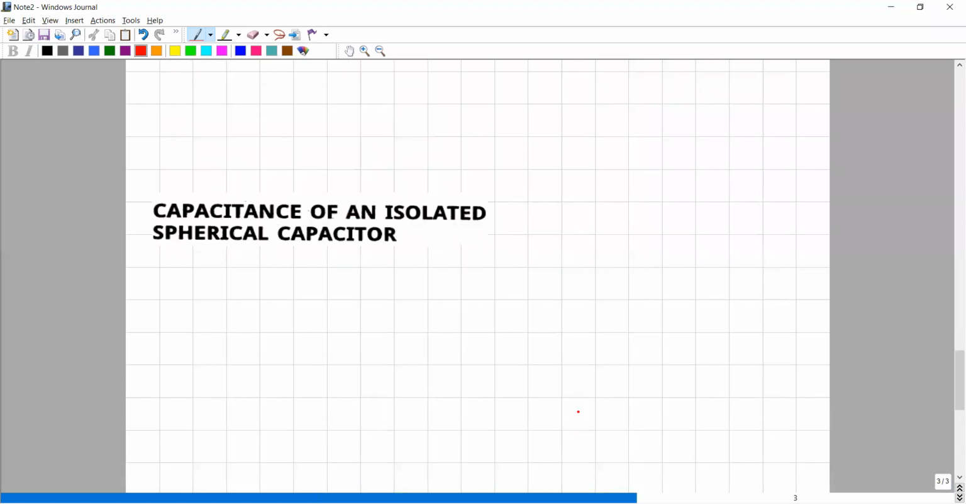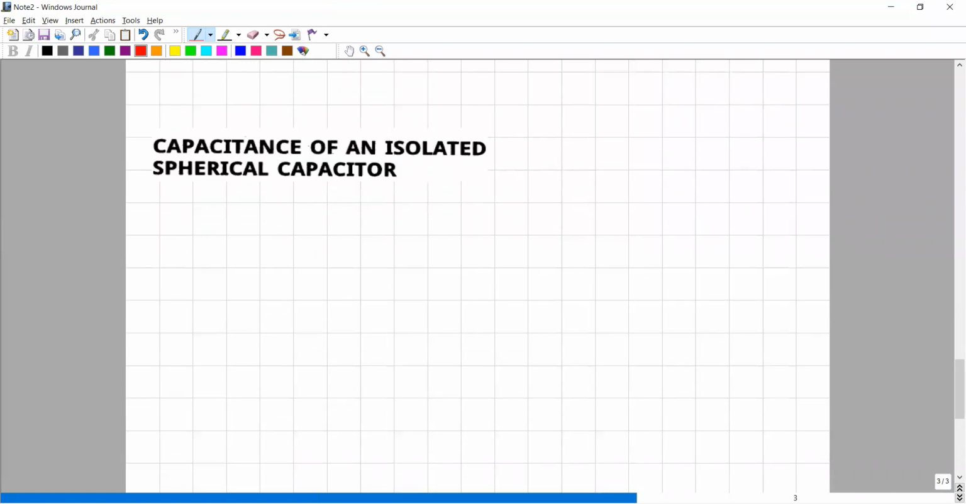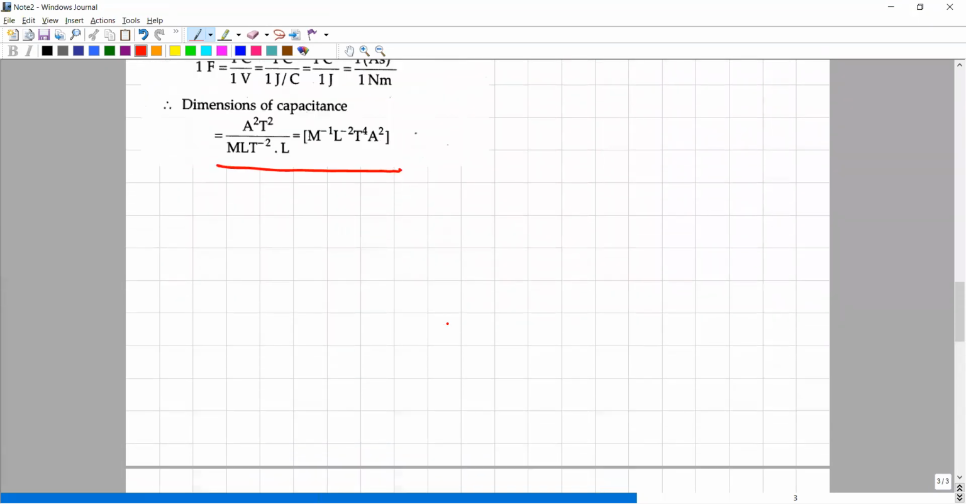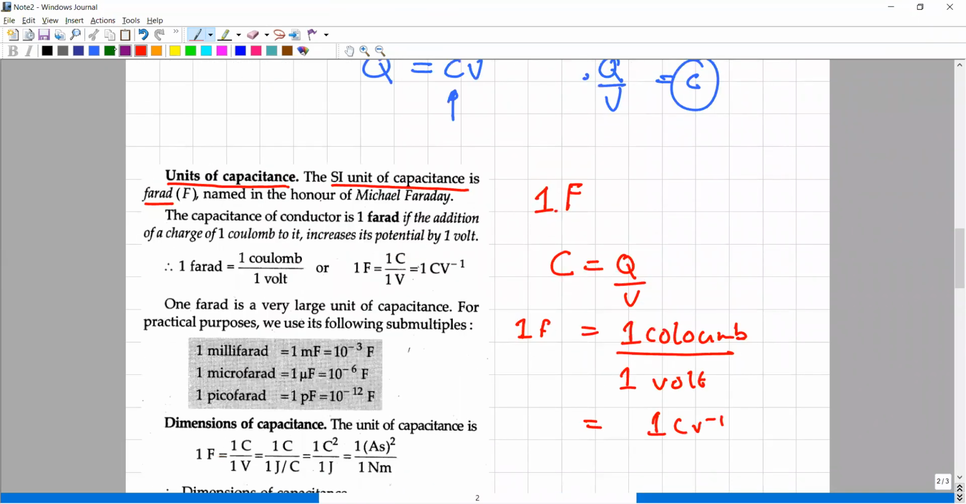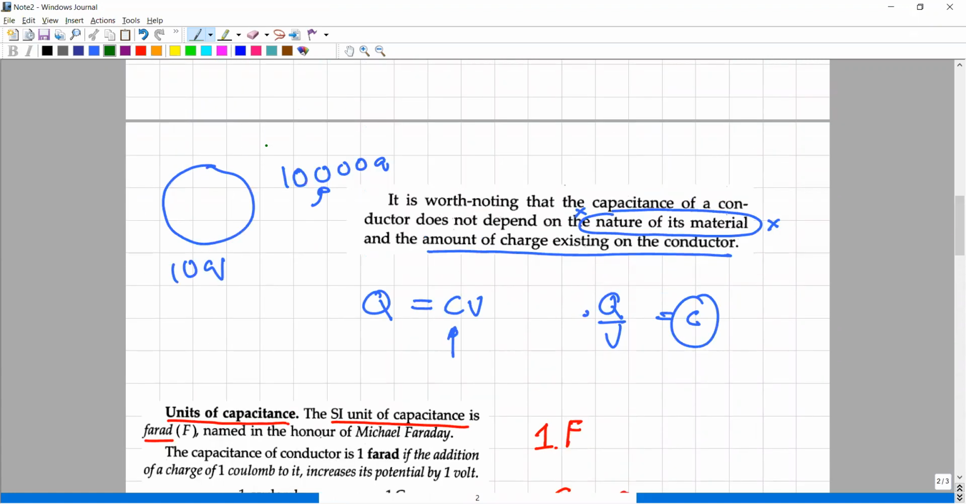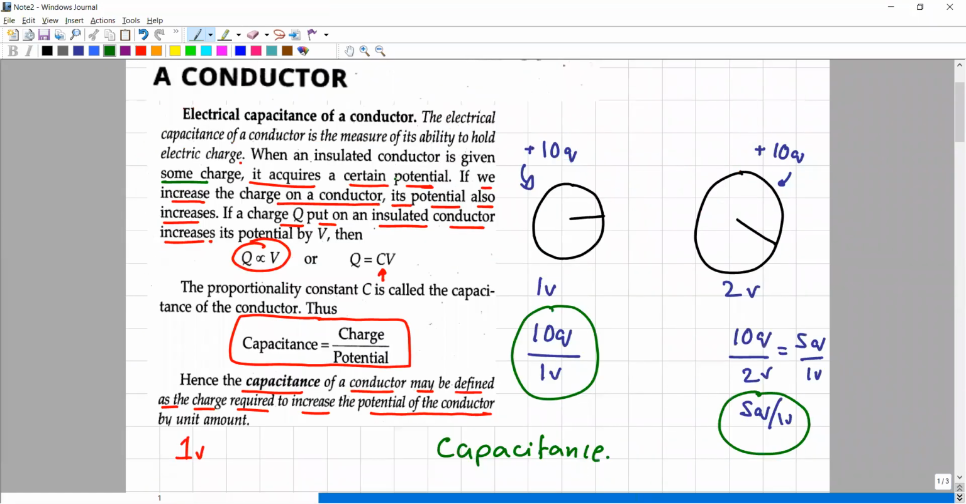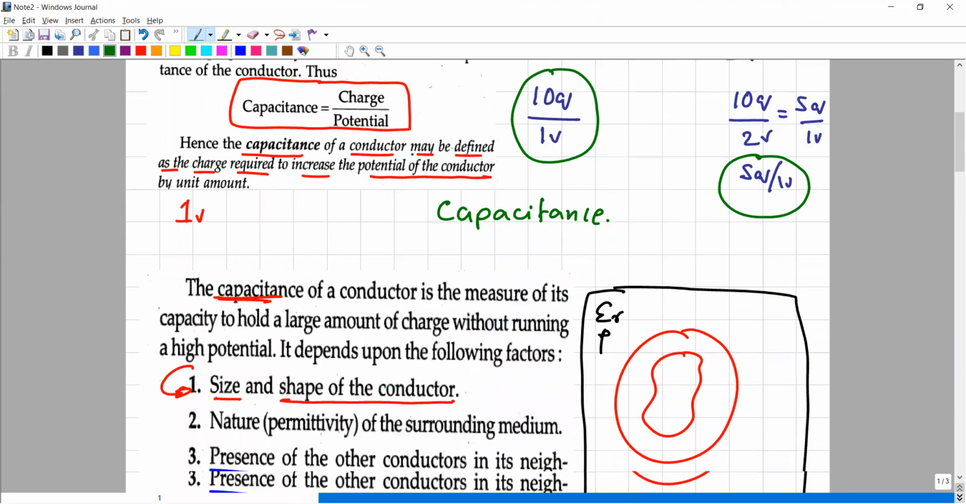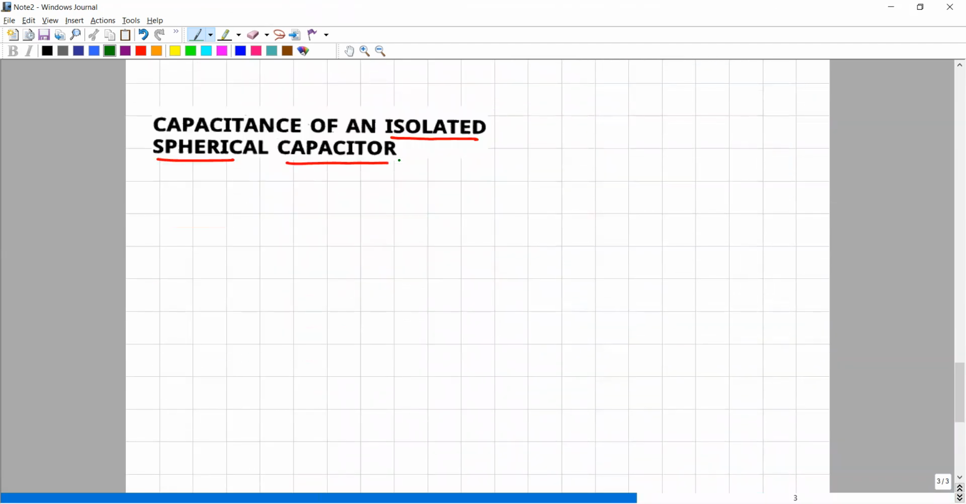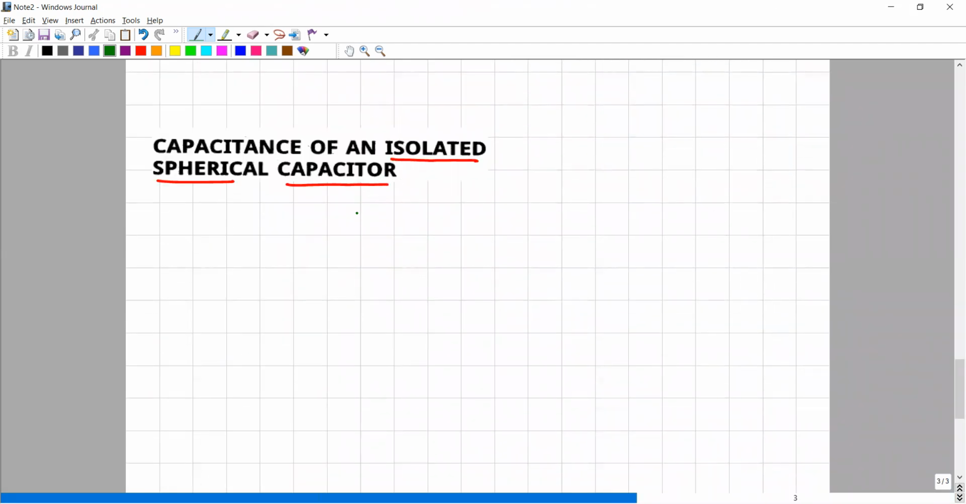Now, next topic is capacitance of an isolated spherical capacitor. Now, till now, we have been understanding the term capacitance. Remember, capacitance is a property. It's an ability, a measure of the ability to hold charge. But capacitor is a device, or an object. Capacitance is an ability, capacitor is a device or an object.